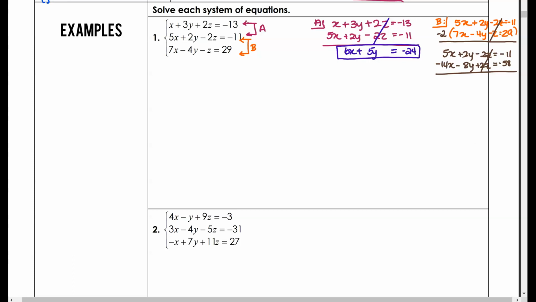Negative 11 minus 58, that's going to give me a negative 69. And then 2y minus 8y, that's going to give me, oh, that was supposed to be a positive. Negative 2 times a negative, that's a positive. So this is going to give me positive 10y. And then 5 minus 14x, that gives me a negative 9x. And so this is our new equation here. So notice both of those equations in blue are an x and a y equation.